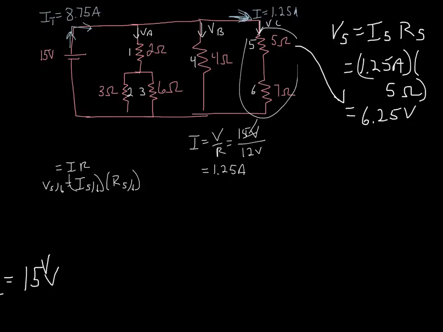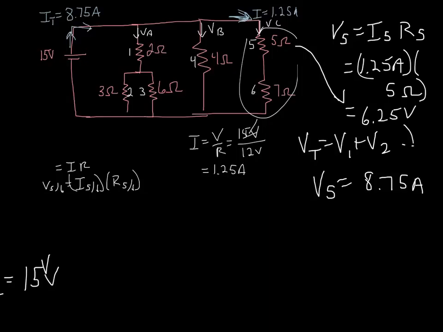Now we can do the drop across 6 in two ways. We know that in a series circuit, Vt is equal to the addition of all of the voltages, and so we can just do 15 minus 6.25, or we can use the potential across 6 is equal to I6 R6. Either way, we're going to get a potential drop across resistor 6 of 8.75 volts. Added together, that gives us our 15 volts. Sorry, I said amps, I meant volts.